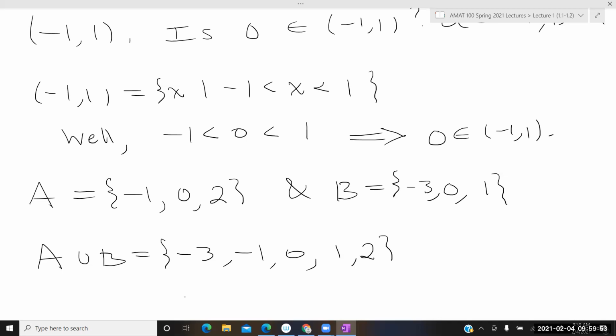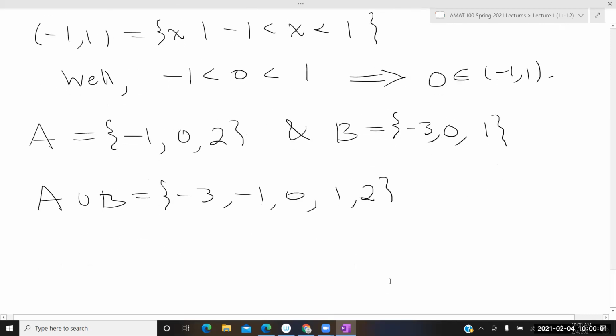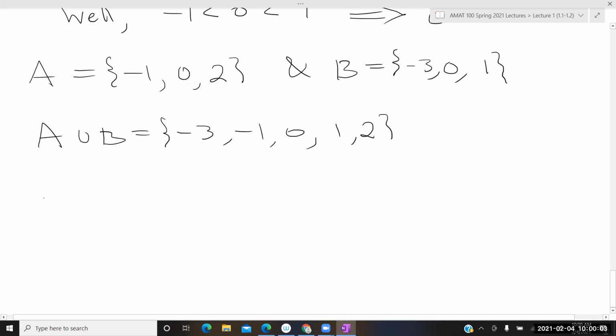The point is that we don't put repeats in the set. I forgot to mention that. I'm sorry. So that's A union B. Let's look at A intersect B.